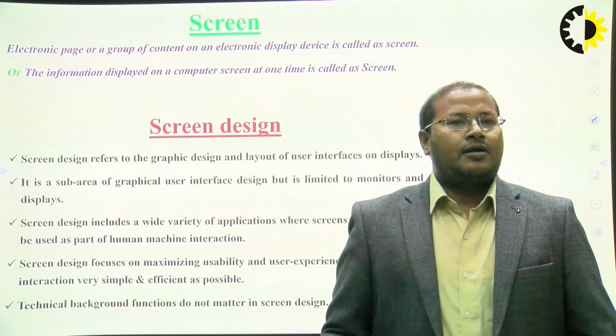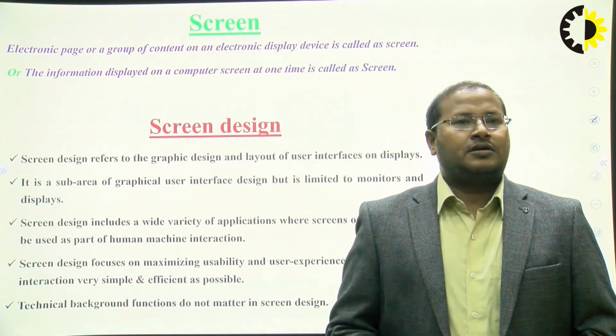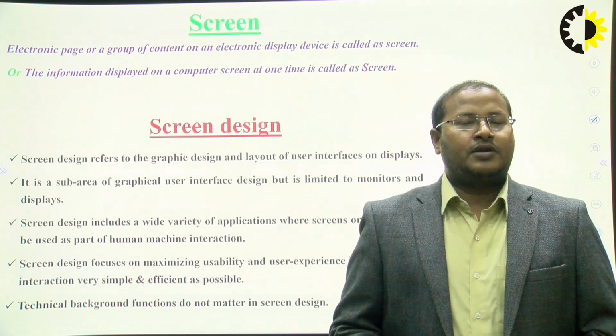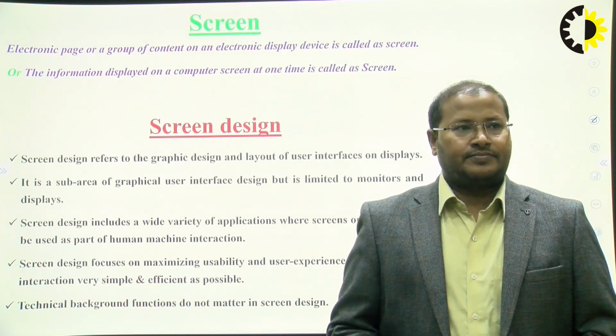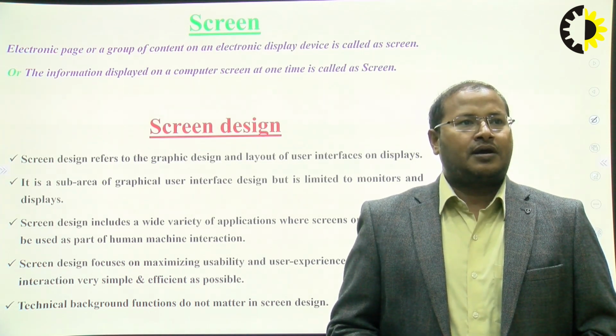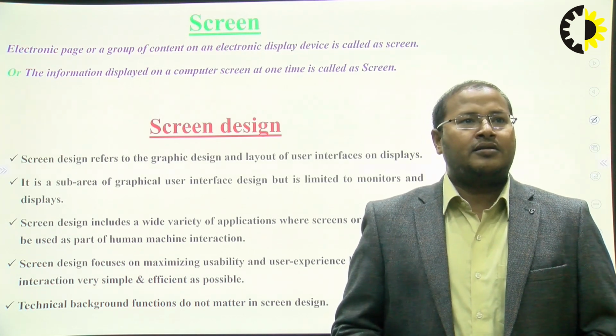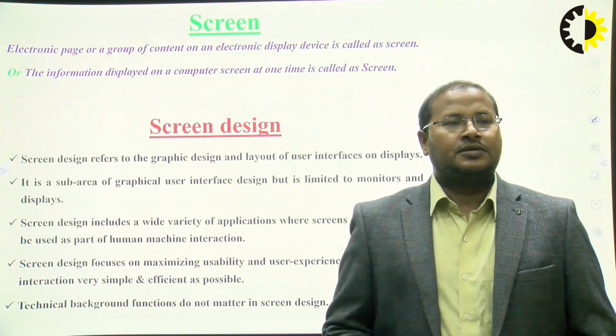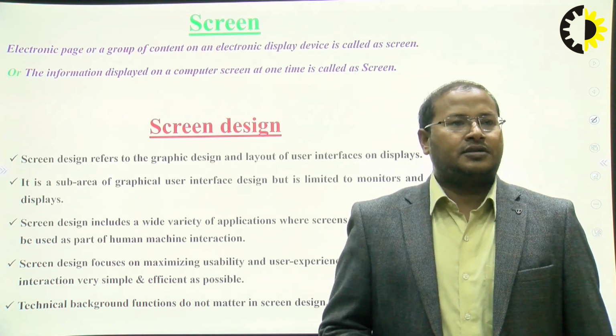Firstly, I will discuss the definition of the screen. The information displayed on a computer screen at one time is called a screen. An electronic page or a group of content on an electronic display device is also called a screen. This is all about the screen.